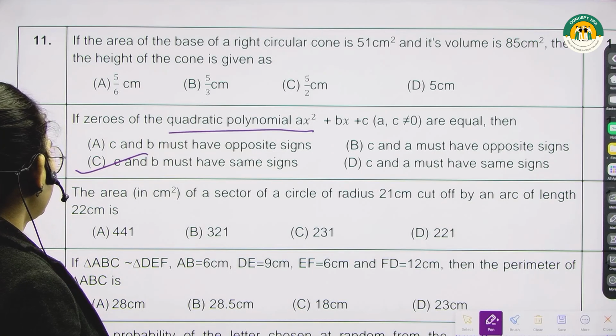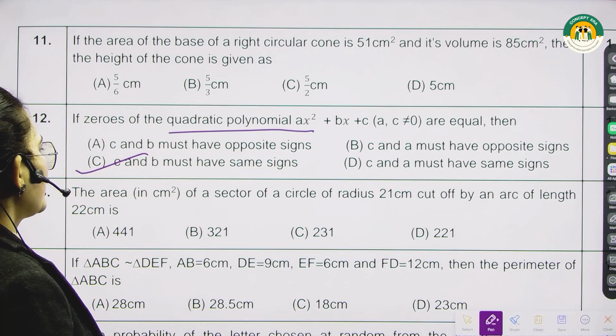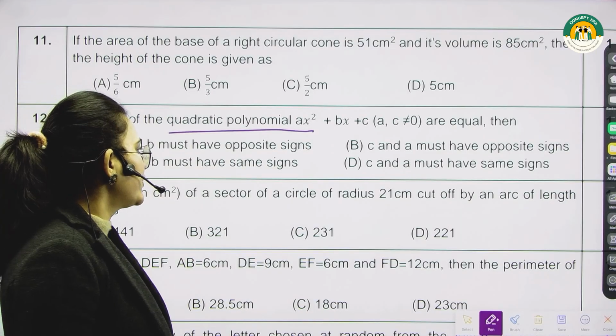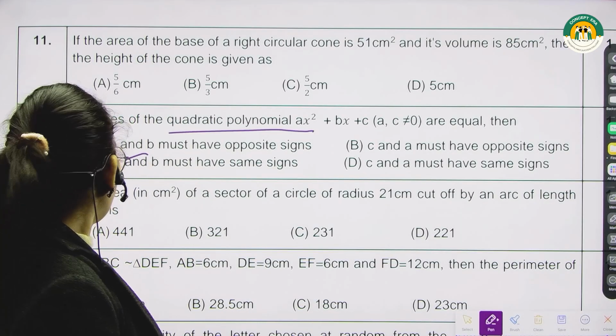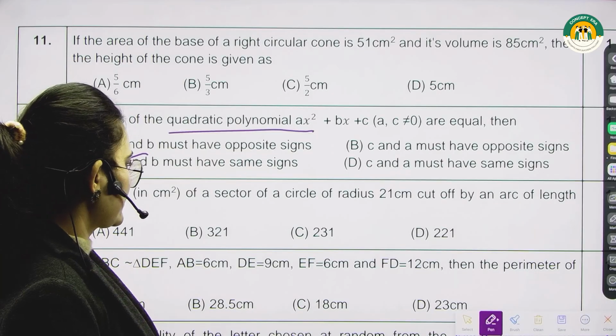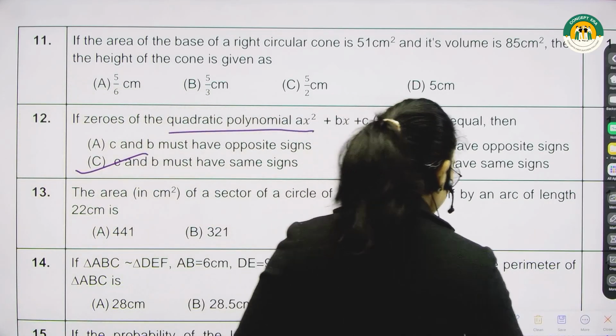Now question number 13. The area in centimeter square of a sector of a circle of radius 21 centimeter cut off by an arc of length 22 centimeter is. So let's solve this question.